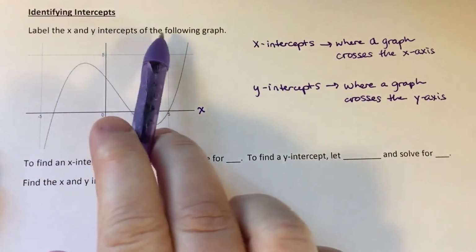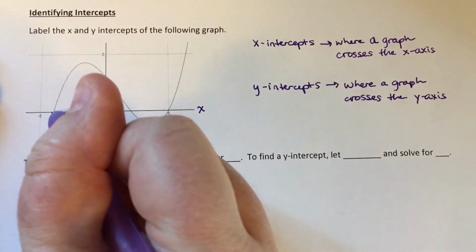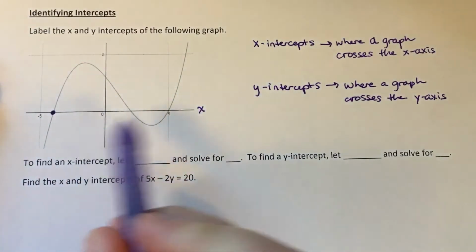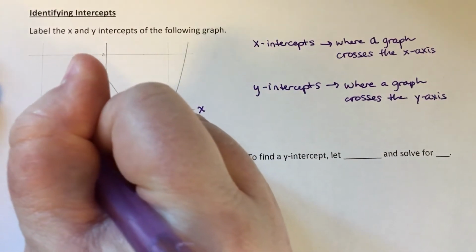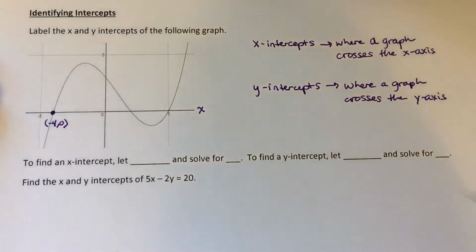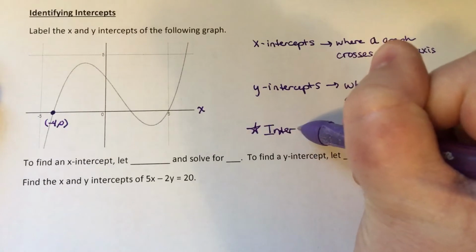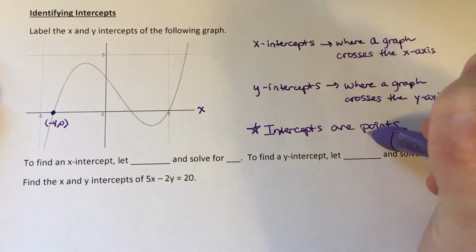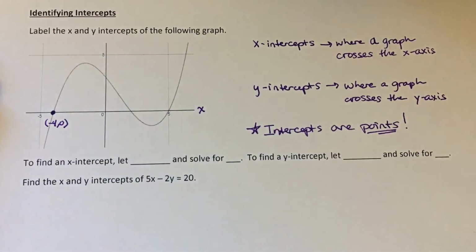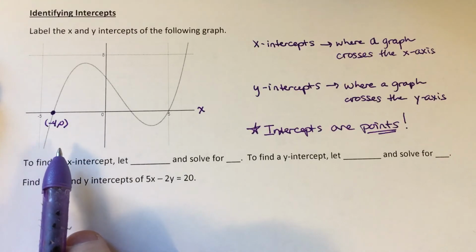This one says label the x and y intercepts on this graph. The grid didn't come out really well on my printer, but it looks like this first x-intercept, because it goes through the x-axis, is the point -4, 0. So one important thing that I need us to remember is that intercepts are points. They are not just numbers, they are points. So we should have both an x-coordinate and a y-coordinate when we're labeling an intercept.